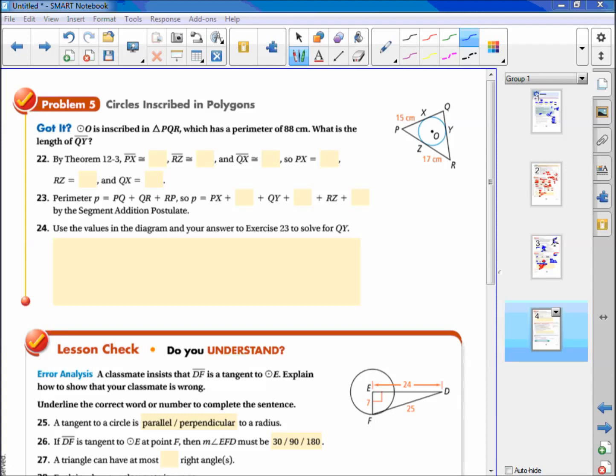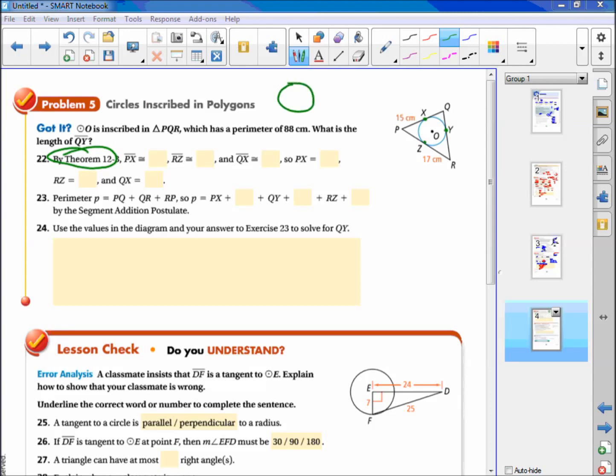All right, so let's talk about what inscribed means again. Inscribed means the circle touches our polygon only one time for each side. So that means all three sides of the triangle are tangent to our circle. All right, so by theorem 12-3, let's talk about 12-3 again really fast.